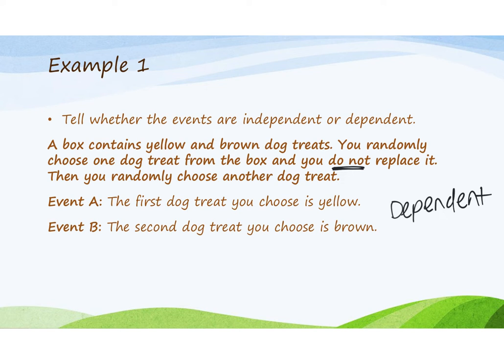So if you chose a yellow dog treat the first round, are you more likely or less likely to pick a brown dog treat the second round? You're more likely to pick brown because there's one less yellow. Do you see how they depend on each other? This is a dependent example, okay?